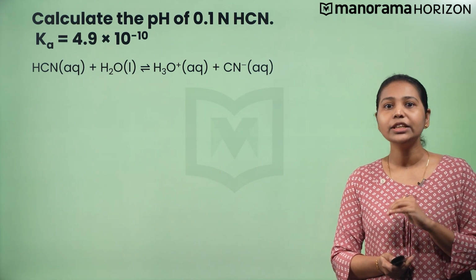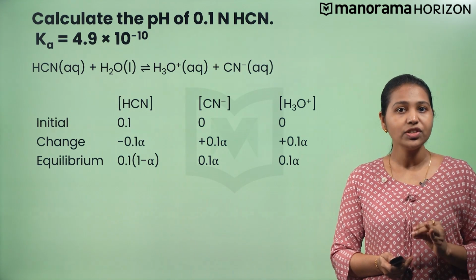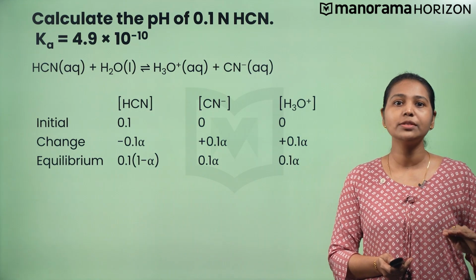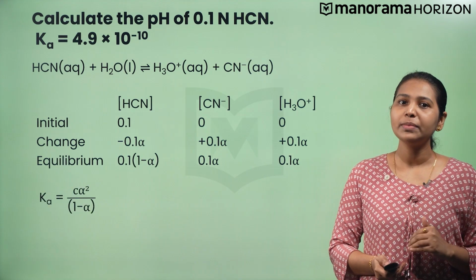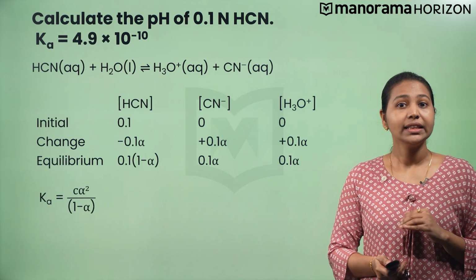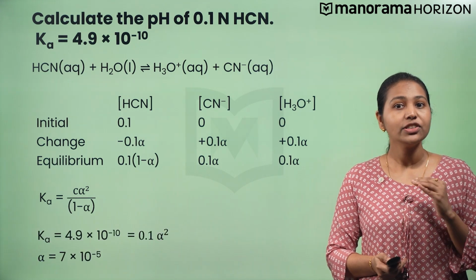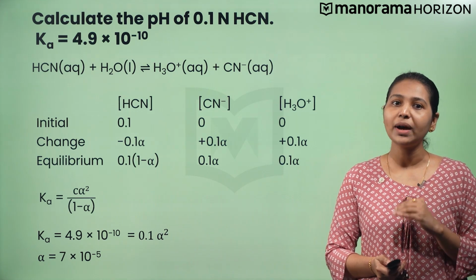Let alpha be the degree of dissociation of HCN. Then write down the initial concentration, change in concentration on proceeding to equilibrium, and the equilibrium concentration of all the species based on the generic equation that we have discussed. These values may be substituted in the equation for Ka. The acid being weak, the value of 1 minus alpha may be neglected. Rearranging and solving, you will get the value of alpha as 7 into 10 raised to minus 5.